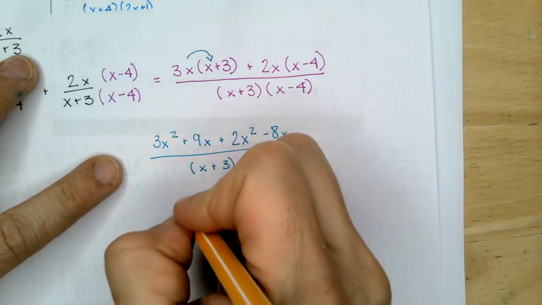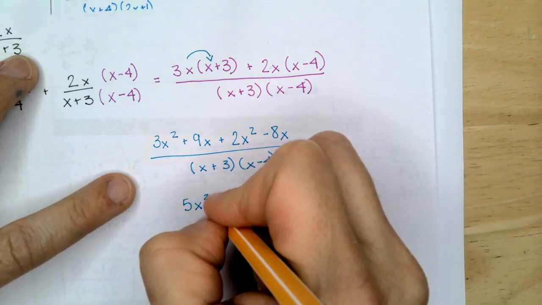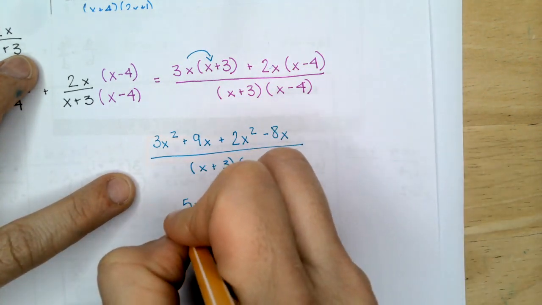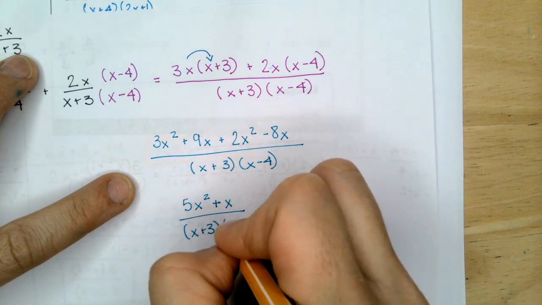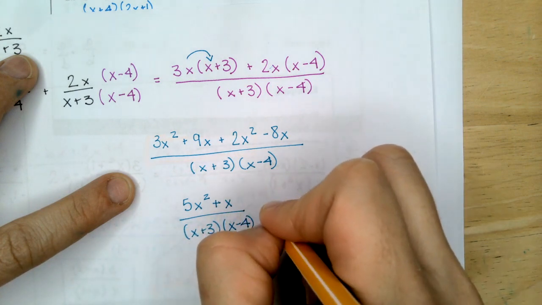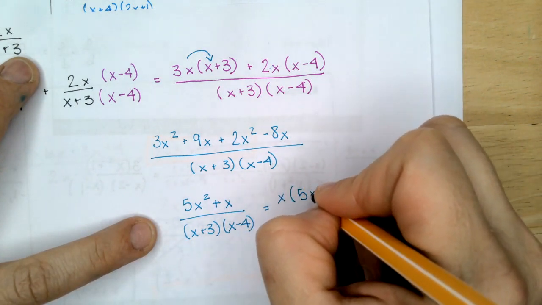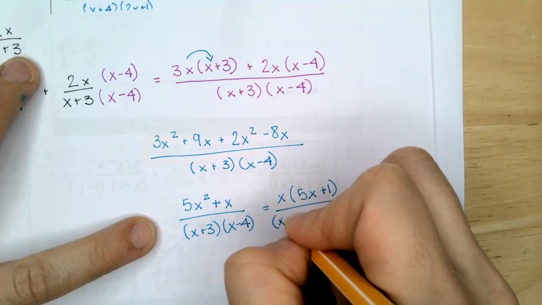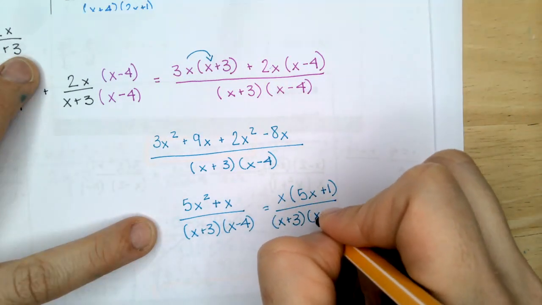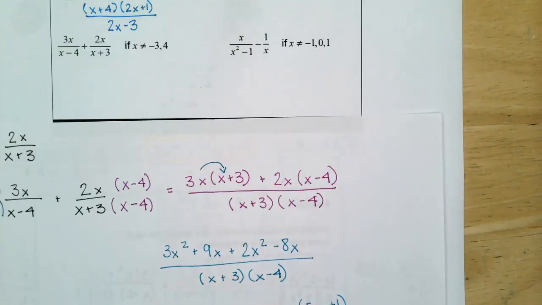3x squared plus 2x squared becomes 5x squared. 9x minus 8x just becomes plus x. x plus 3 times x minus 4 on the bottom. You could factor out 1x, so then it's just 5x plus 1, over x plus 3 times x minus 4. I would say that is my final answer for that one.